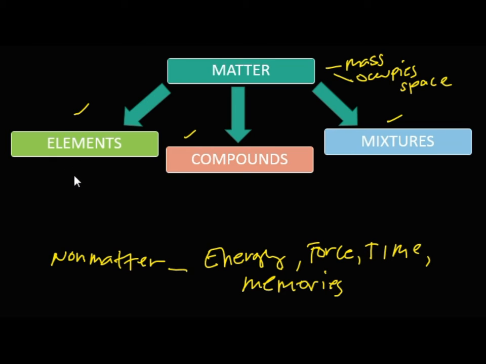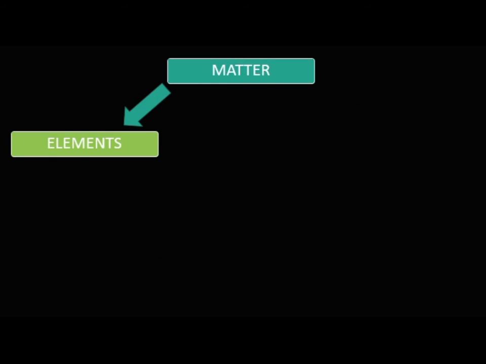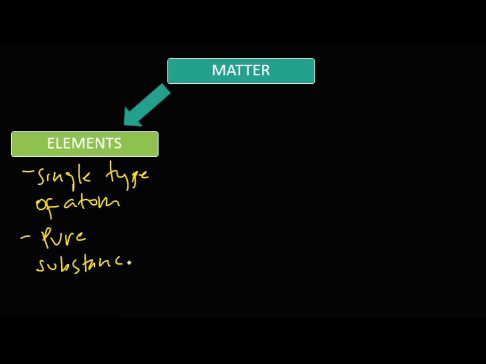So let's have the first one, which is elements. Elements or element are made up of a single type of atom. They are also considered as pure substances, meaning they cannot be broken down to any other substance.